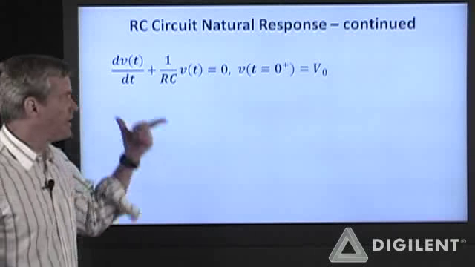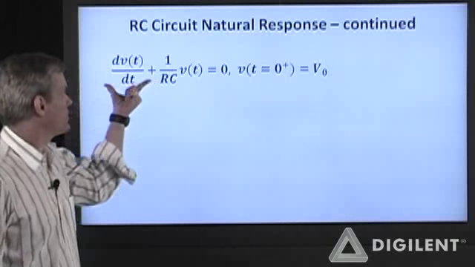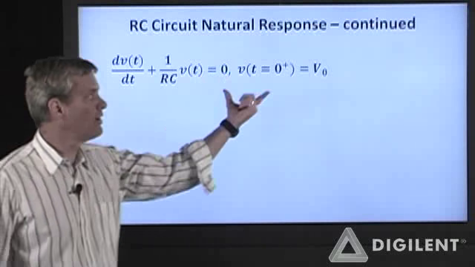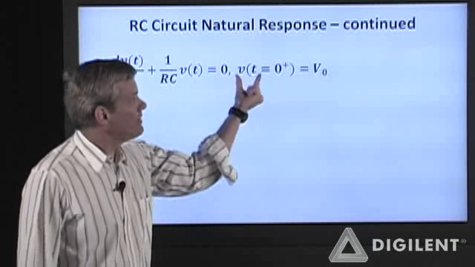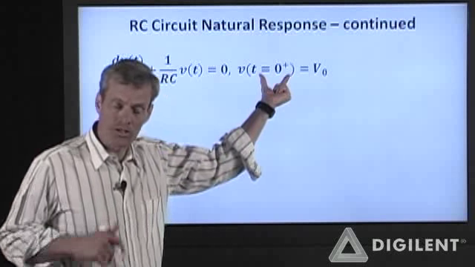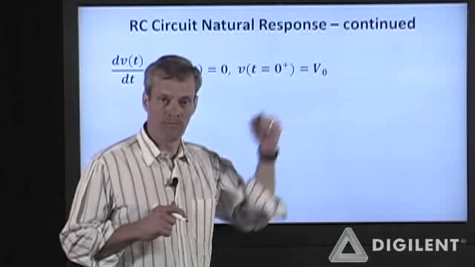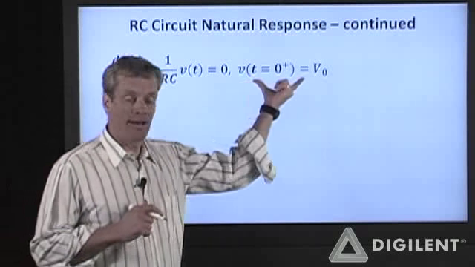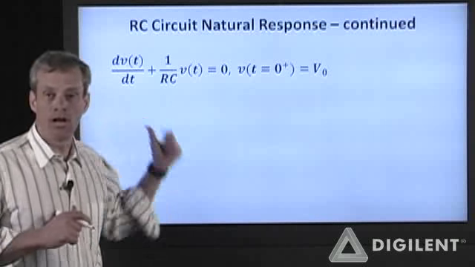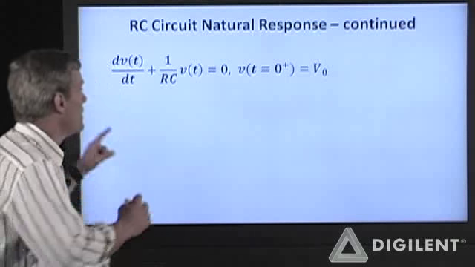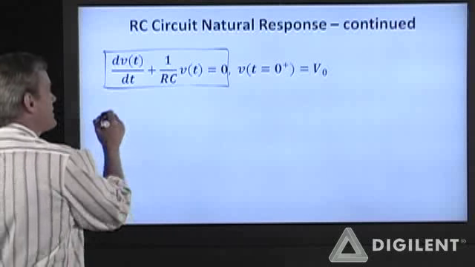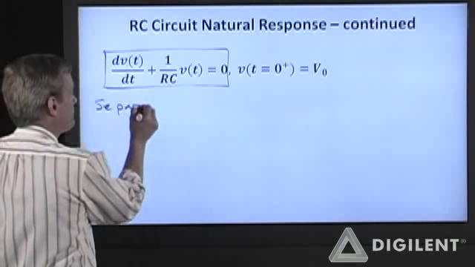Now, in the previous slide, I determined the governing differential equation, dV by dt plus 1 over RC times V is equal to 0, and the initial condition, V at t equals 0 plus, just after the switch is closed, is equal to V0. Once I've got the governing differential equation and the initial condition, this can be solved to determine V of t. To solve this, let's take this guy here and separate variables.